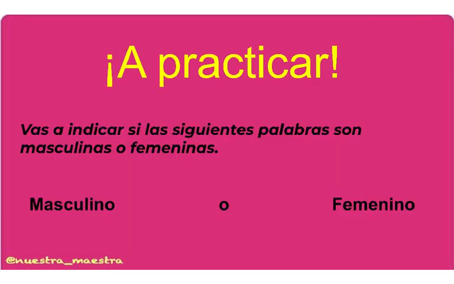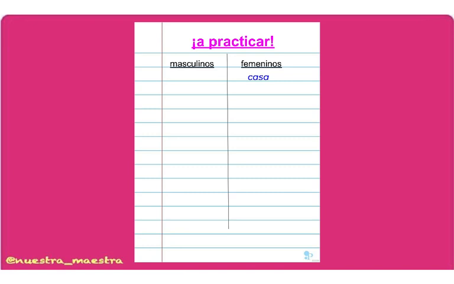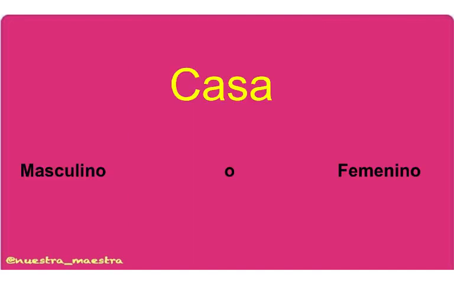Let's start some practice exercises. A practicar. The following, I'm going to give you words and you will indicate if they are masculine words or feminine words. You're going to make a list in your notebook so that this makes sense. Your notebook should look like this. A list with masculinos y femeninos. Under each one, you will write whatever word shows up next. Let's take a look at the first one. Casa. Casa ends in A. It's not one of the exceptions. Therefore, casa should fall under the list of femenino.